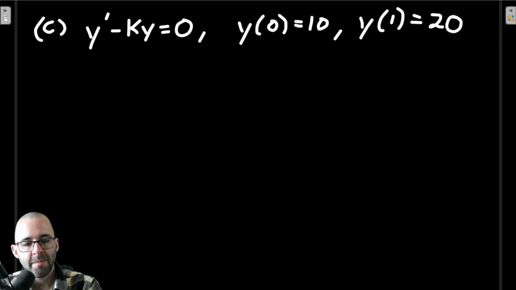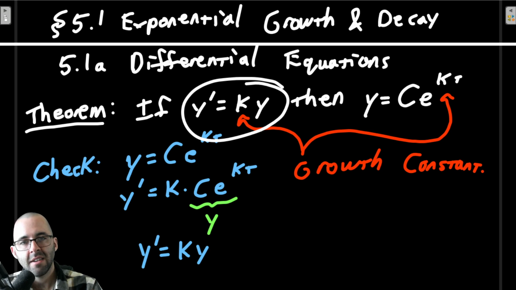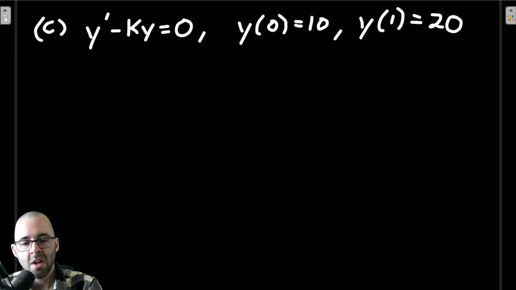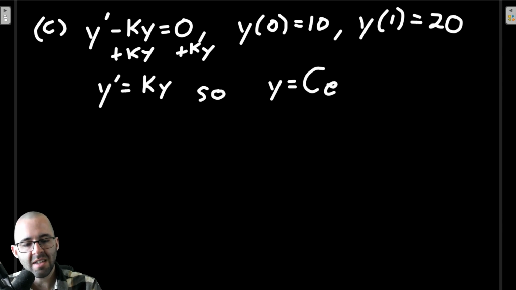Let's revisit the theorem. If y prime is k times y, then we know the solution. So let's try to get it into that form. To get y prime to be k times y, we just add ky to both sides, right? Now y prime is literally k times y. Now I can use the theorem. So y is going to be something of this form, c e to the kt.